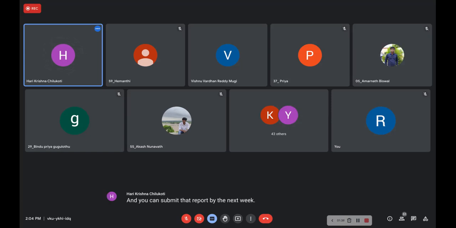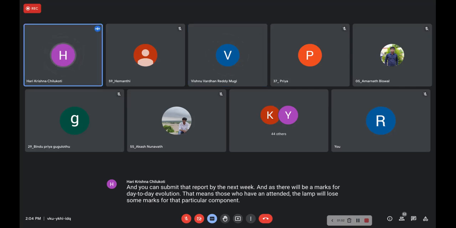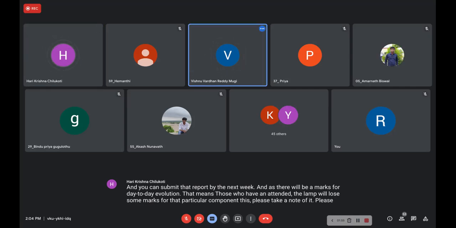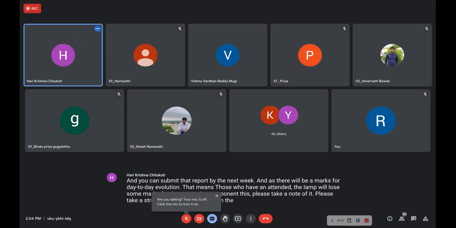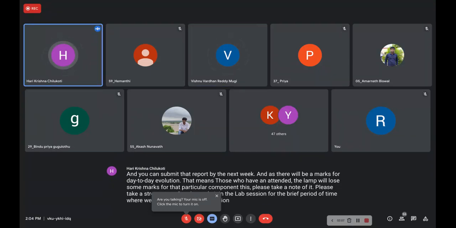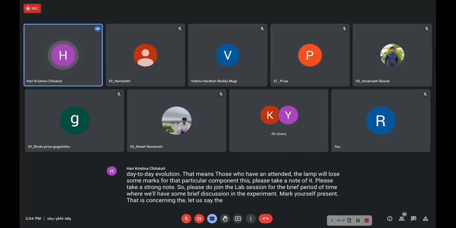Okay, and as there will be marks for day-to-day evaluation, those who haven't attended the lab will lose some marks for that particular component. Please take a note of it. Please take a strong note of it. Okay? So please do join the lab session for that brief period of time where we'll have some brief discussion on the experiment, and mark yourself present. That is concerning the explanation as well as the report writing part.